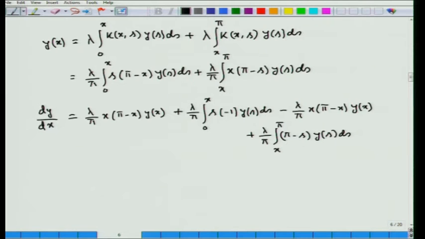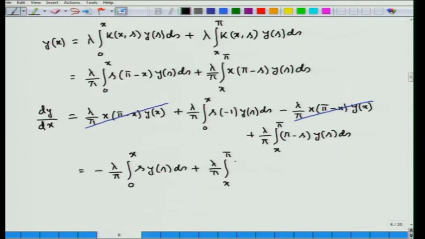And now, you can see these two terms cancel with each other, that is lambda by pi x(pi minus x) y(x) and minus lambda by pi x(pi minus x) y(x) cancel with each other. So, this is equal to minus lambda divided by pi integral 0 to x s y(s) ds, plus lambda divided by pi integral x to pi of minus s y(s) ds.